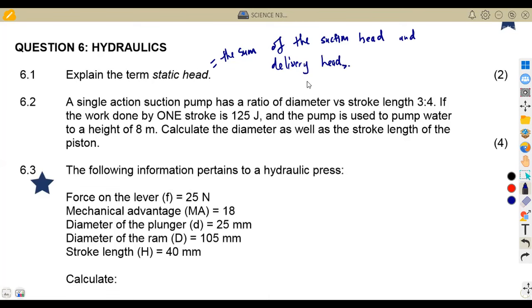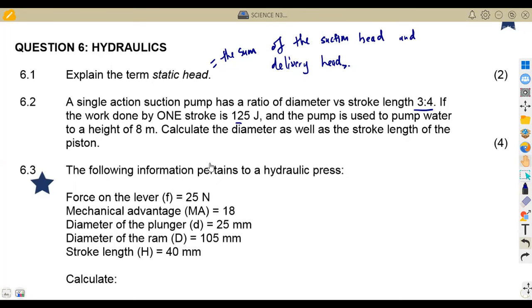6.2, we are given a single action suction pump with a ratio of diameter to stroke length of 3:4. If the work done by one stroke is 125 joules and the pump is used to pump water to a height of 8 meters, calculate the diameter as well as the stroke length of the piston.